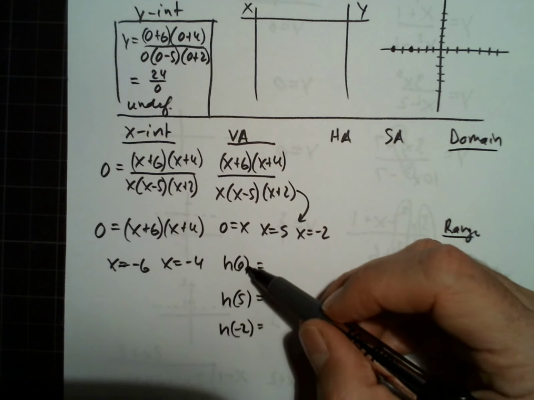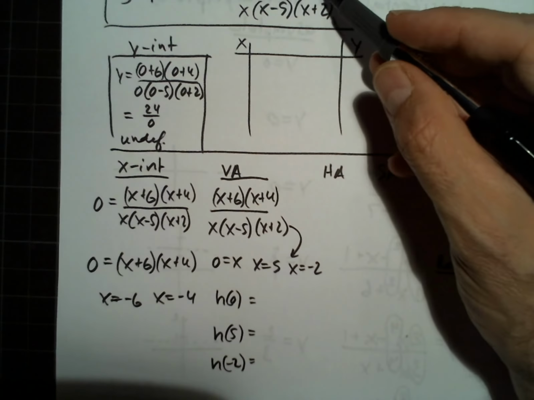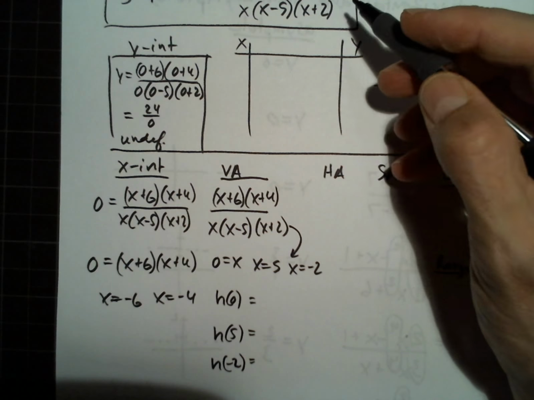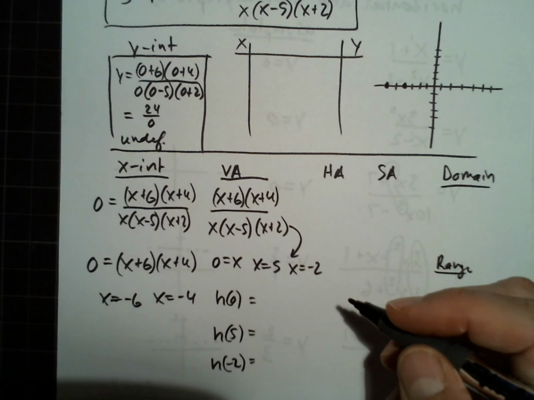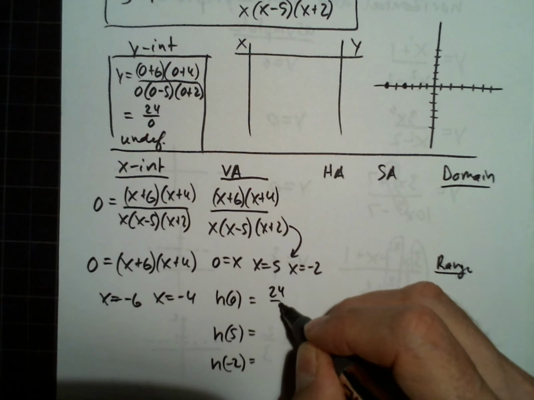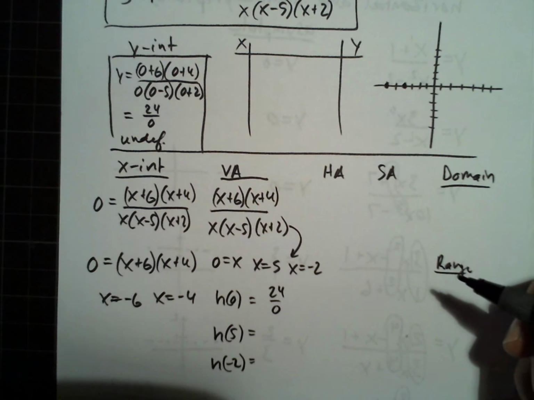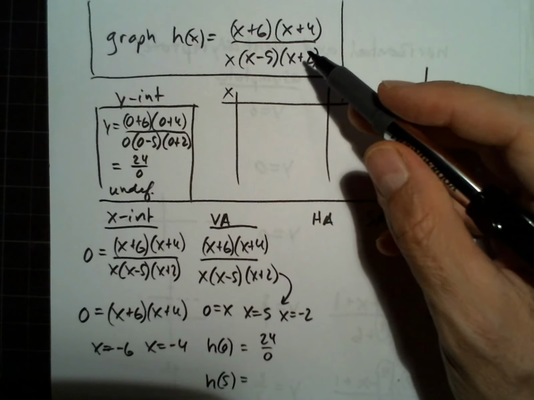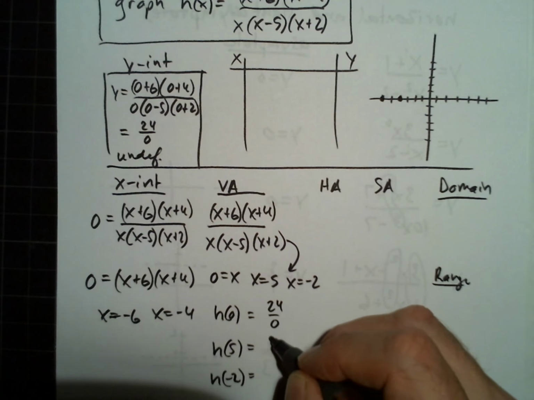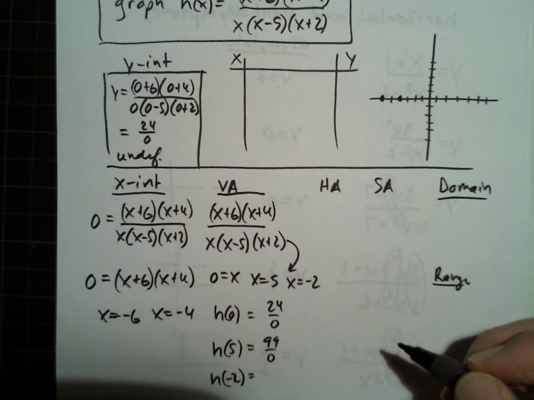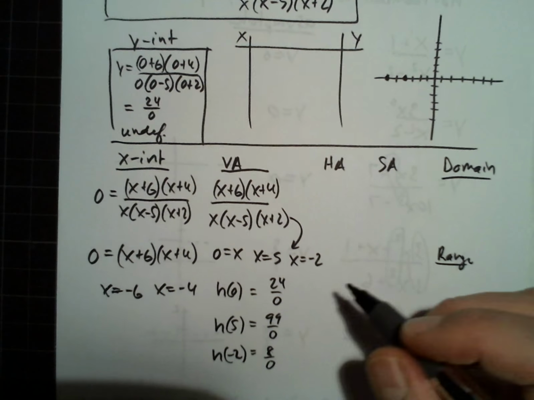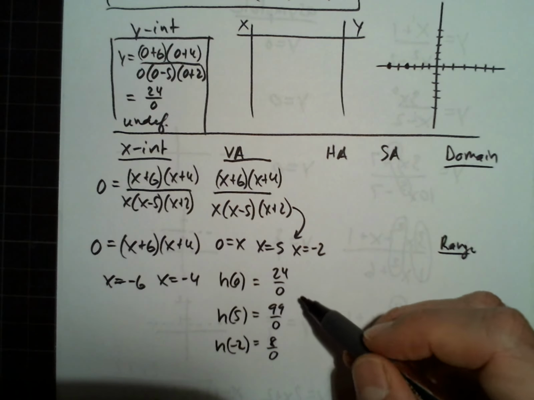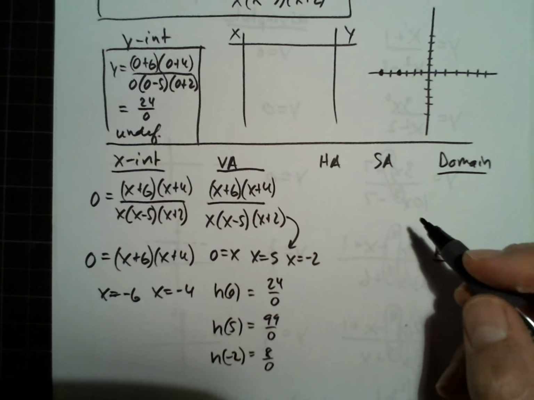If we put 0 into this, we get 24 over 0. And if we put 5 into the original function, we get 99 over 0. Down here we get 8 over 0. So if the numerator is not 0, then these are all vertical asymptotes.